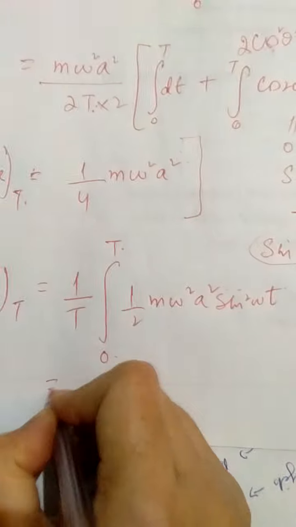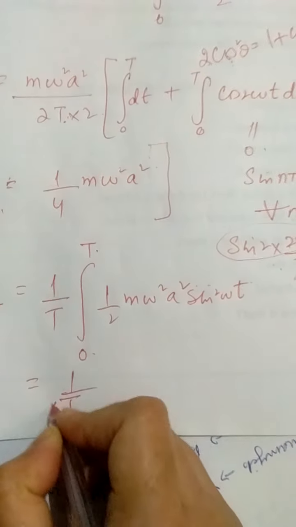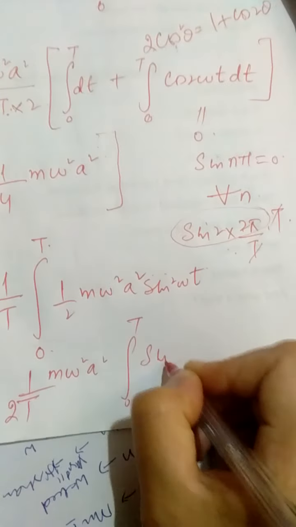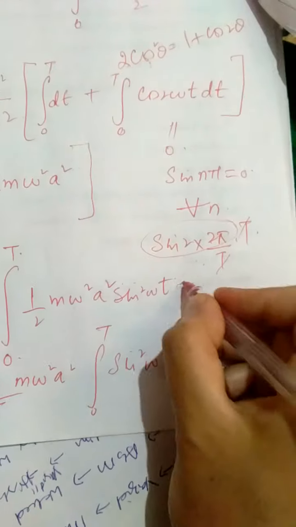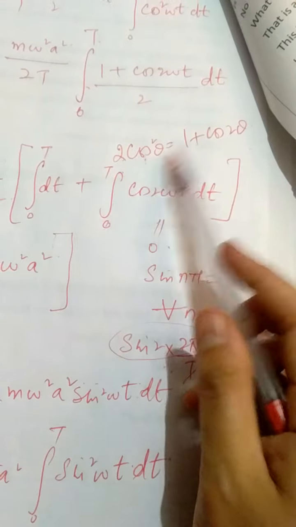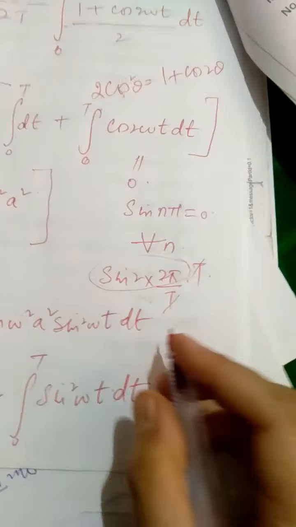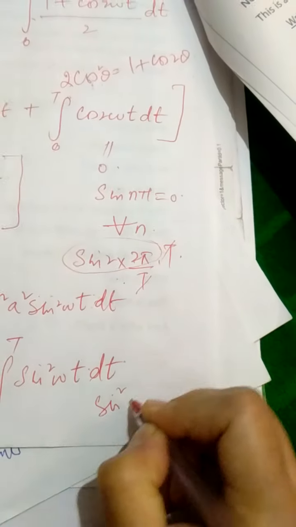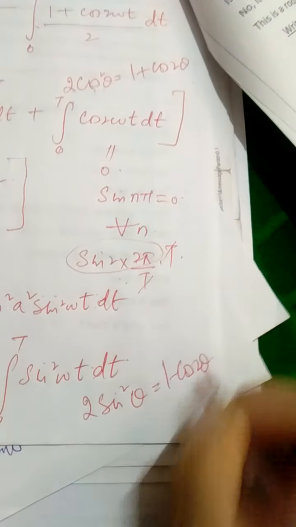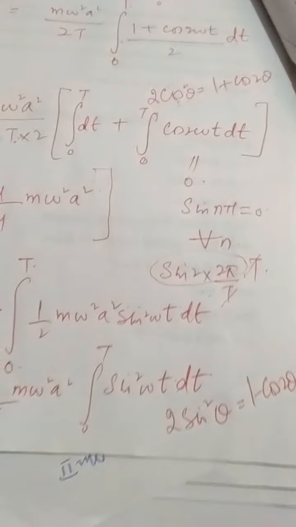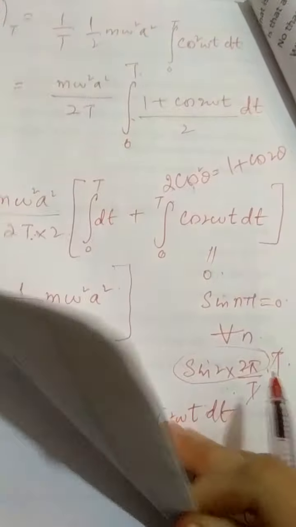Again, by the same logic, the constants will come out. This will be integral 0 to T, dt, of course, integration with respect to t. Here you have used the formula that twice cos square theta is 1 plus cos 2 theta. In this case, you can use the formula that sine square of theta, 2 times, is equal to 1 minus cos of 2 theta, right? So here it is 1 plus, here it is 1 minus. This is the trigonometric formula that we will use to solve this integral.